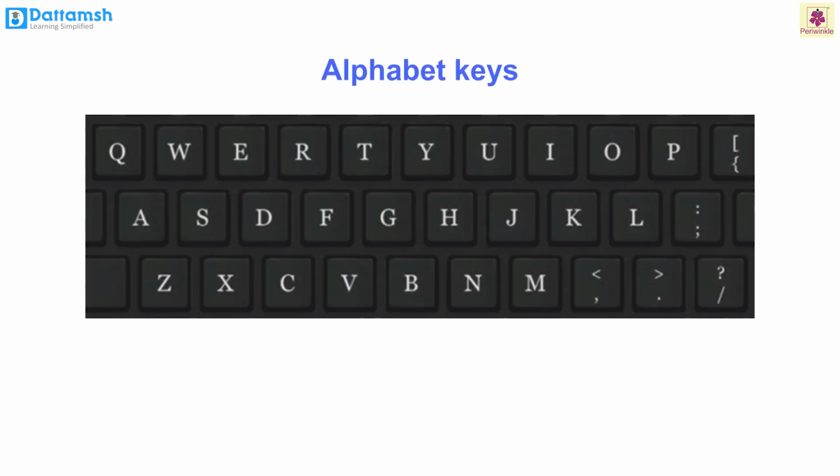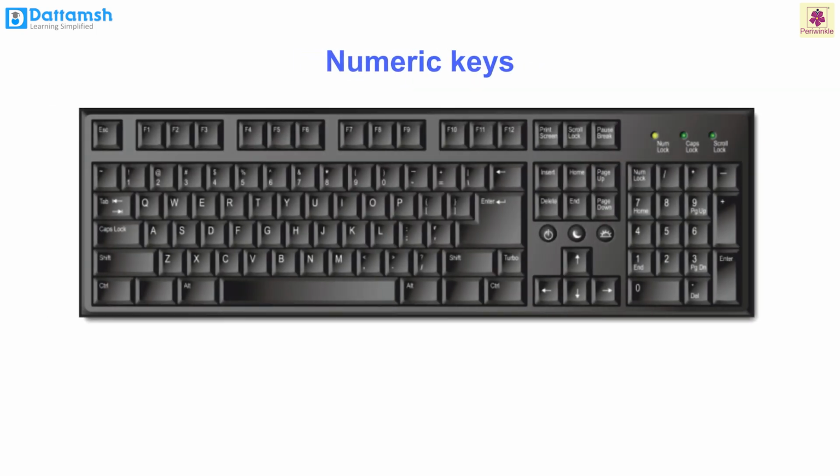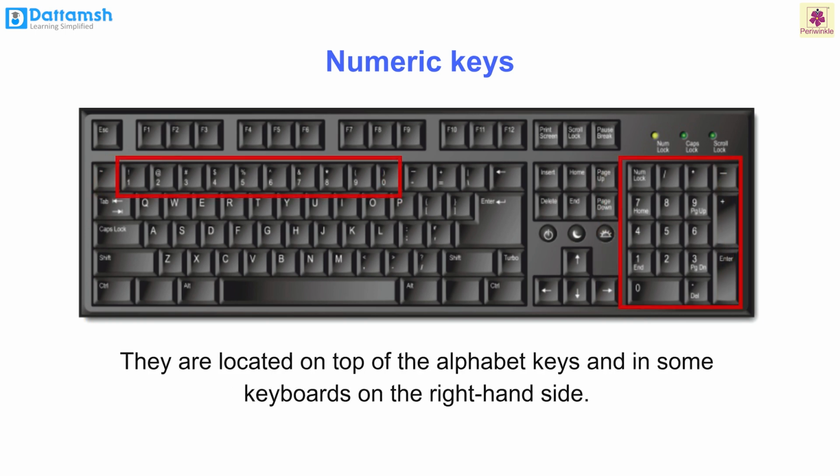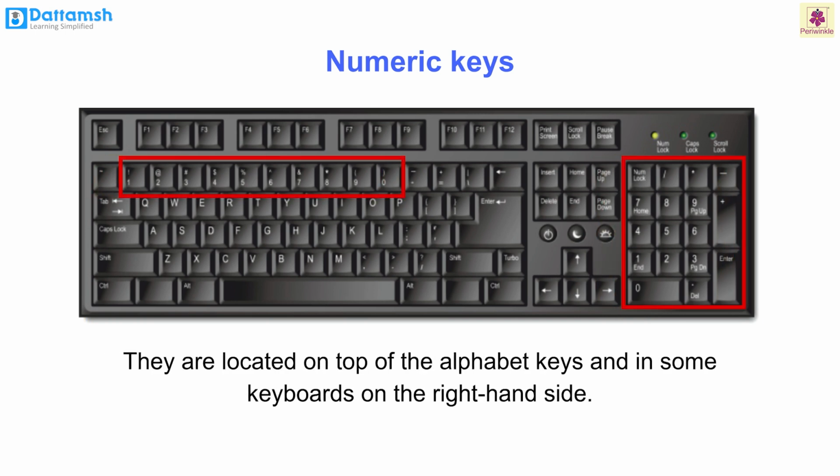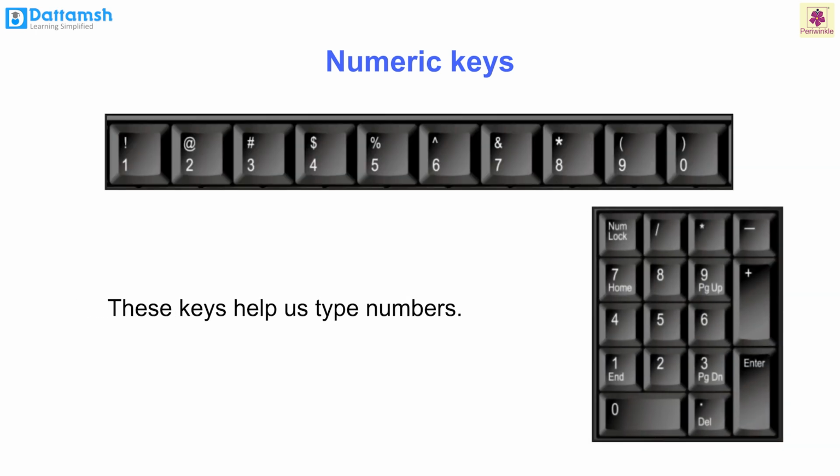Alphabet keys. These keys include letters from A to Z. They help us write words and sentences. Numeric keys. These keys include numbers from 0 to 9. They are located on the top of the alphabet keys and, in some keyboards, on the right hand side. These keys help us type numbers.